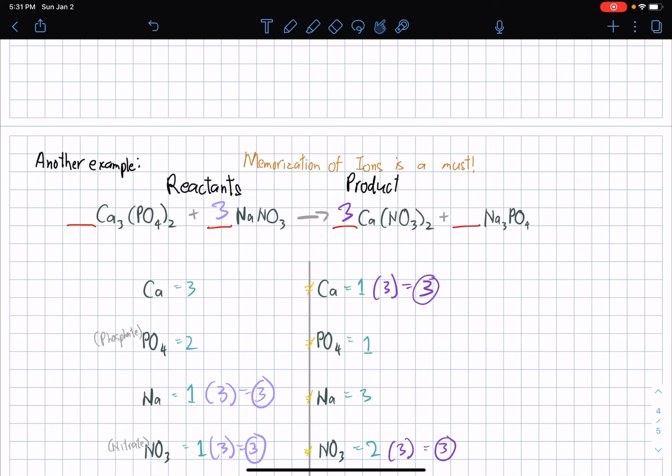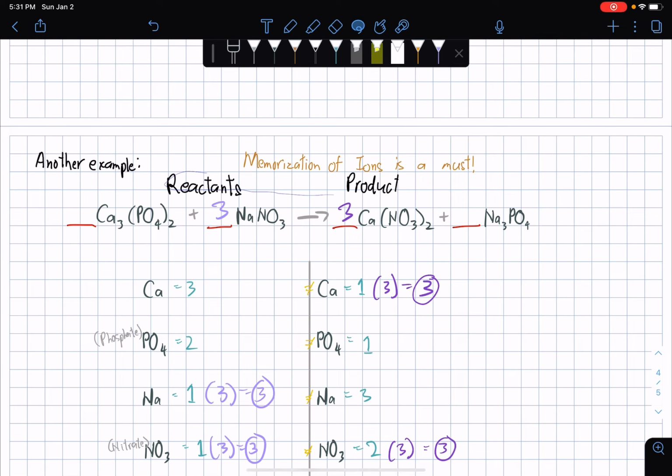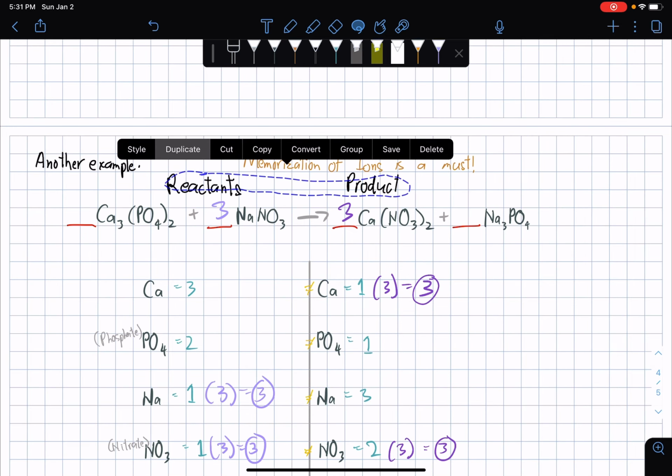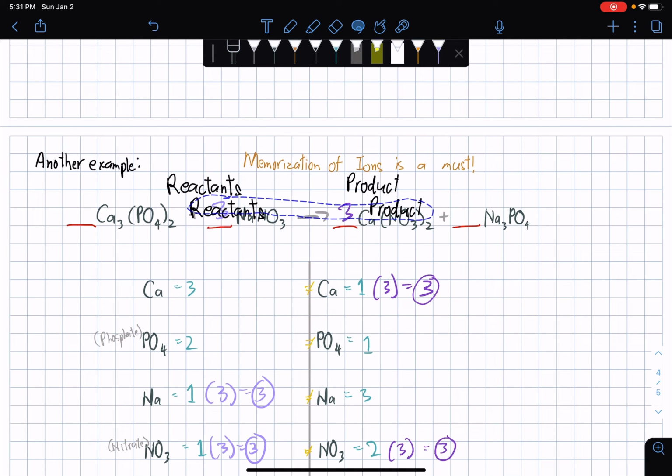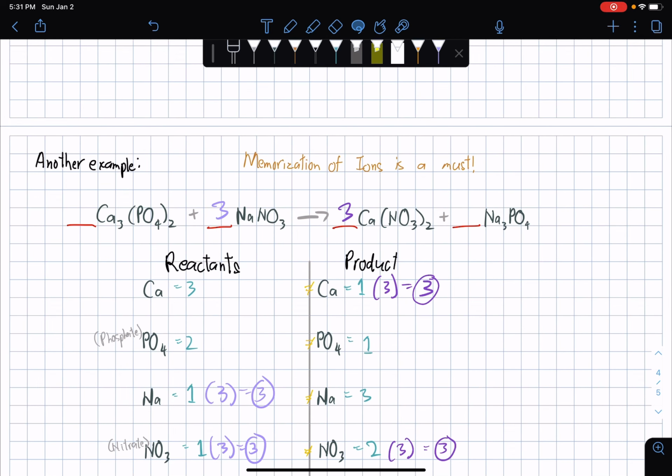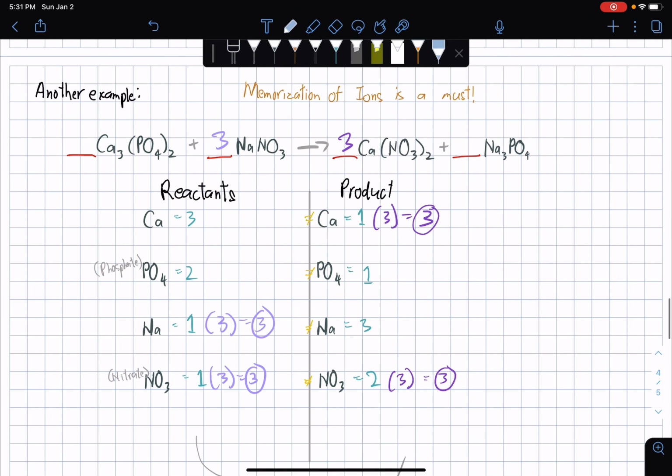There you go. Oops, sorry. Wrong position. What am I doing? Alright, there you go. So what we have to equalize now to make balance is the phosphate. We put times 2 here. Where is phosphate? Over here.